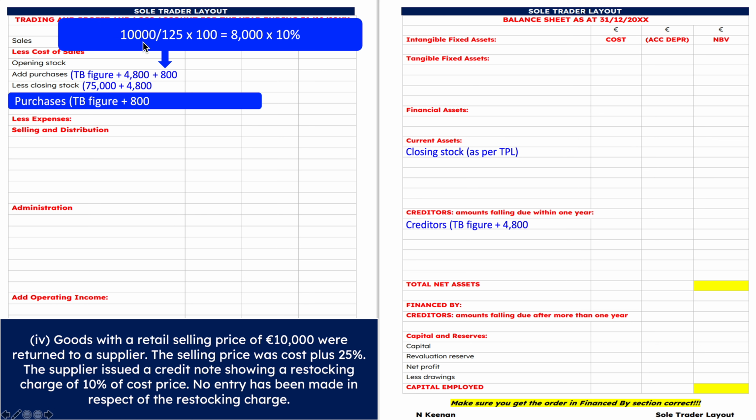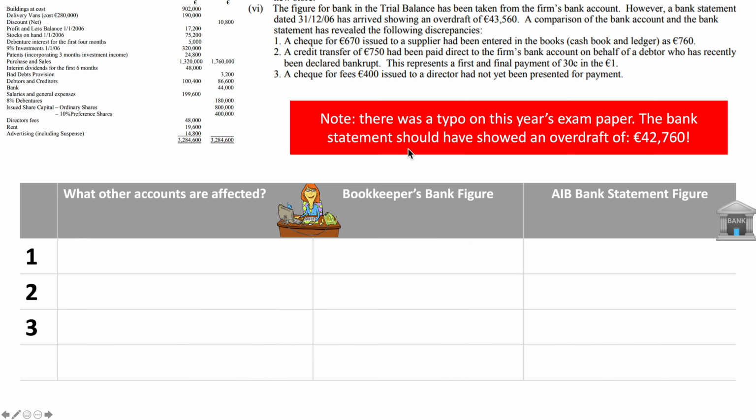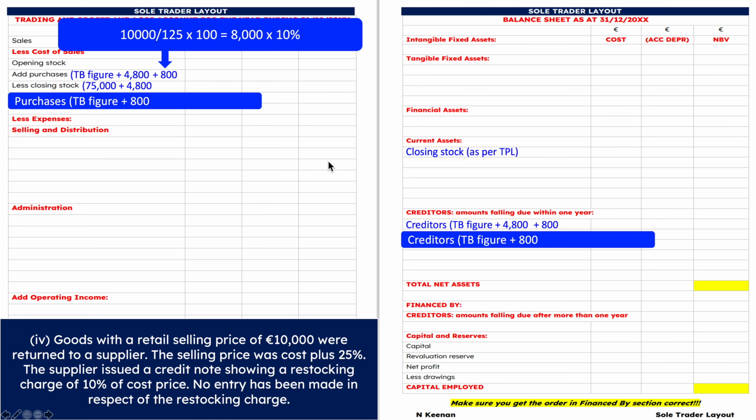So that's how I did it again. 10,000 divided by 125 multiplied by 100 is 8,000, by 10% is 800. So we add that to purchases and we also add it to creditors down here as well. And that is that one done. Now, in 2007, we have a bank adjustment. In 2006, we have a goods in transit adjustment. 2004, we have another bank, and 2002, we have another bank.